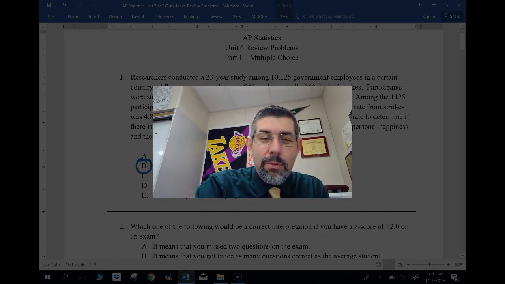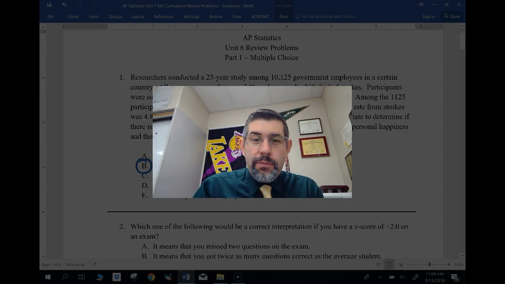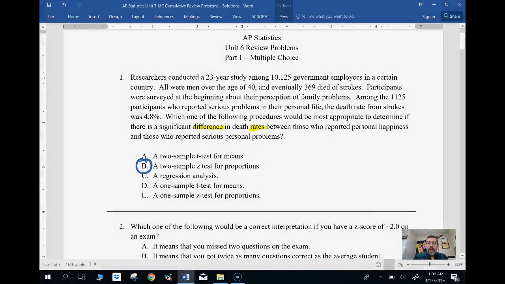Let's take a look at the review problems. So if I can move myself out of the way, here we go. Number one here is B. Take a look at this problem if you want to. I'm not going to really read these out. You guys can read. I'm just going to talk about the reason why the answer is the answer and then move on pretty quickly.